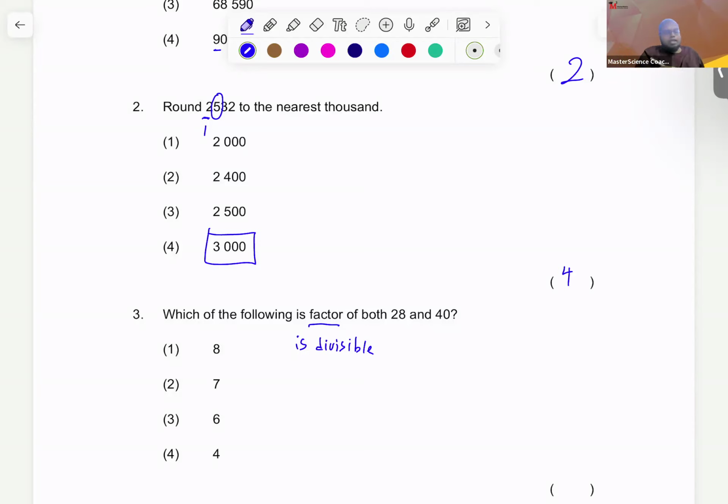All right. Now, if I were to do one by one, 8. Can 28 divide by 8? Cannot, right? So out. Can 28 divide by 7? 28 can. But can 40 divide by 7? Cannot. So out also. 6. Can 28 divide by 6? Are you sure? 24, 30. Right? There's no 28 in between. Cannot. What about 4? 28 can divide by 4? 40 can divide by 4? So the answer is 4. Okay?